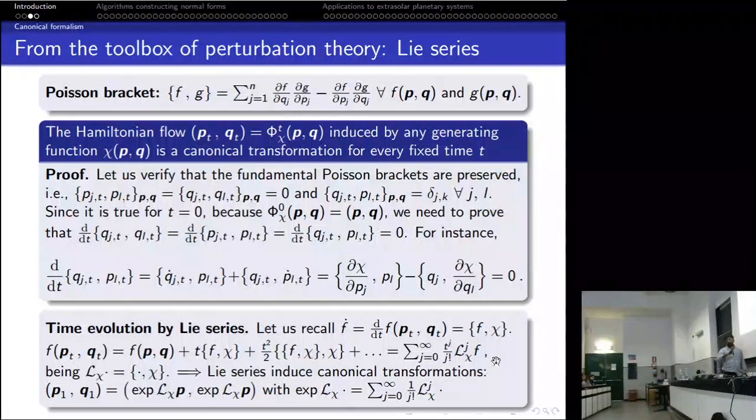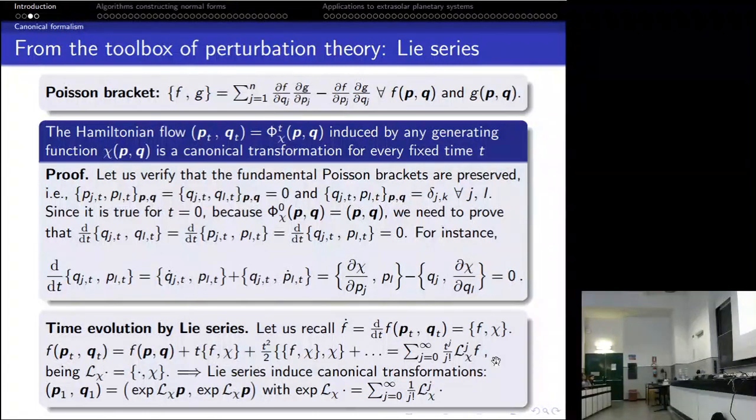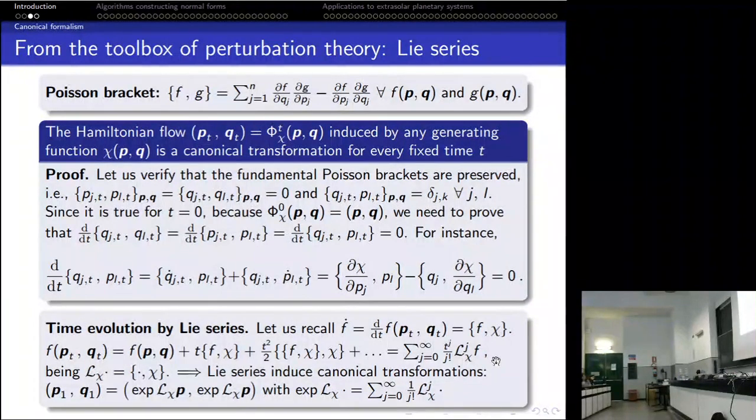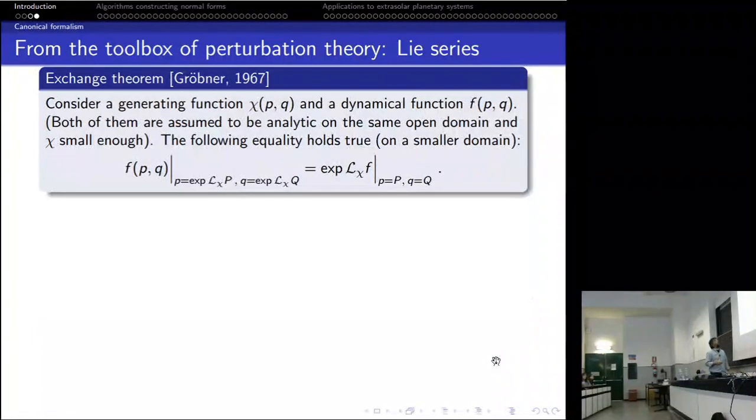This is just a formal introduction. You have to discuss the convergence of this power series, but I think you'll believe me that if the generating function, the function whose flow you are studying, is small enough, then this series can converge. And Antonio made a lot of notes explaining how you can handle the convergence of these transformations and so on.